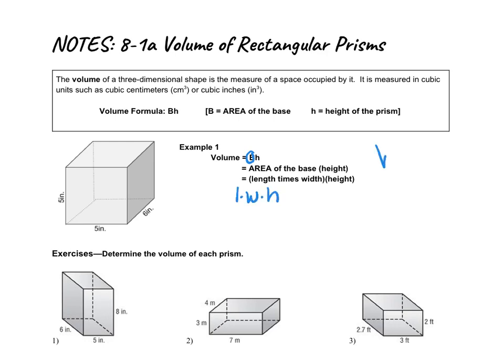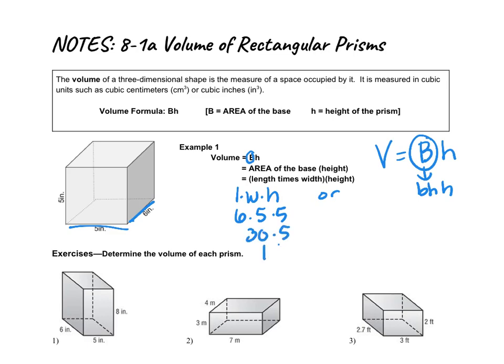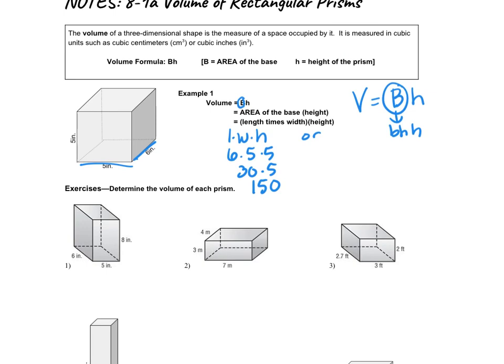and that's awesome. But we are really focusing on this, and what you're going to find on your formula chart is this base times height times height. So it could be in either form, but we're going to go with length times width times height for today. So the length is going to be 6, the width is going to be 5, and the height is going to be 5. So 6 times 5 is 30. Times 5 is 150.